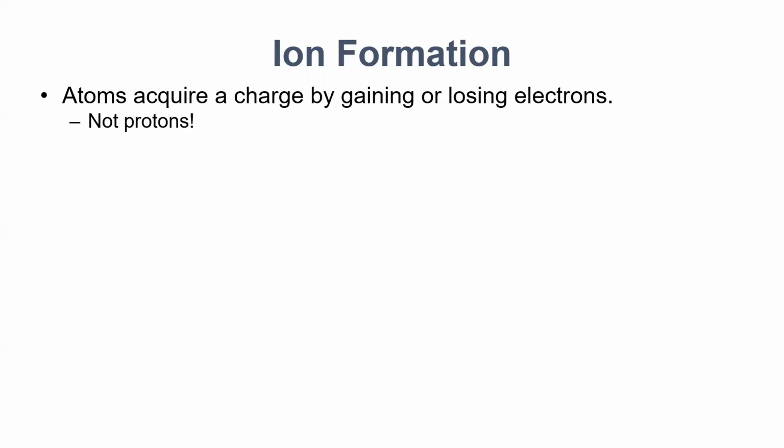Hello, students. In this video, we're going to talk about ion formation and the charges of ions and how they get those charges. So the first thing I want to talk about is that the charge of an ion is based on the number of electrons. When we gain or lose electrons, we end up with a charge.